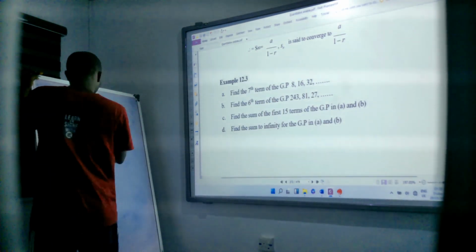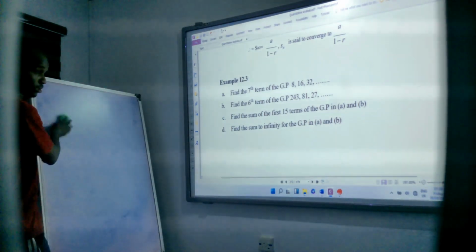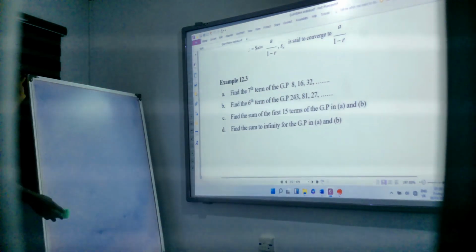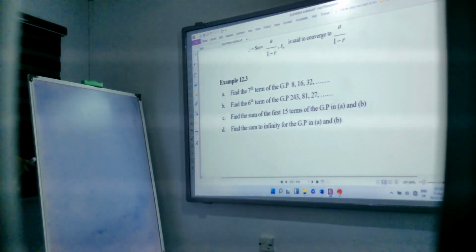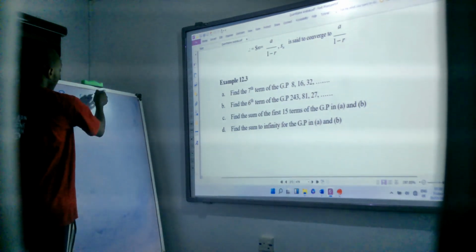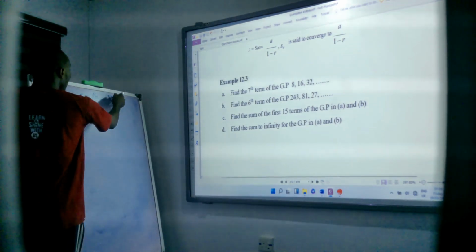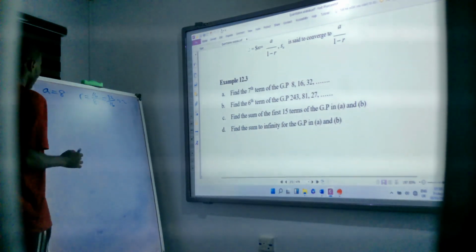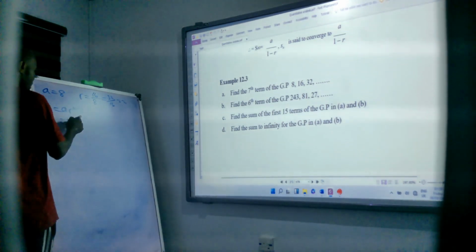Example. Find the seventh term of the GP 8, 16 and 32. So we have to get the seventh term of the geometric progression. This is what we're going to do. What is the first term? A is 8. What is R? 16 over 8, second term over first term, or you can say third term over second. That is 2.